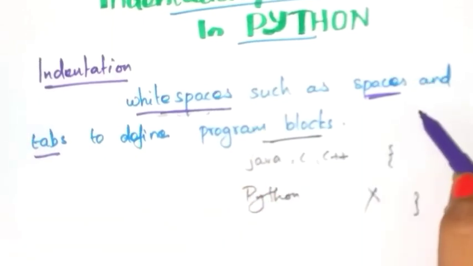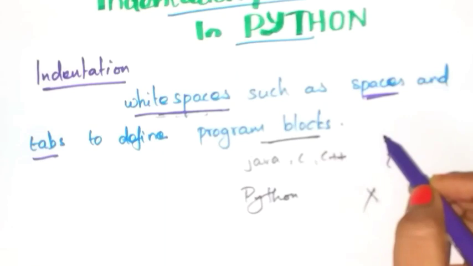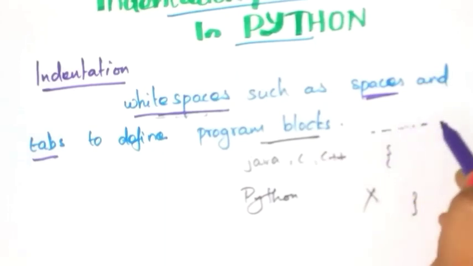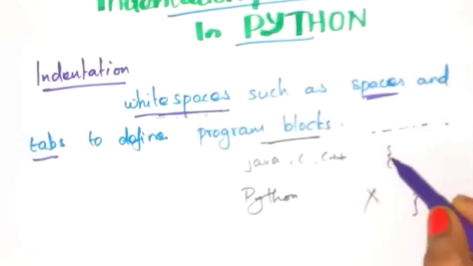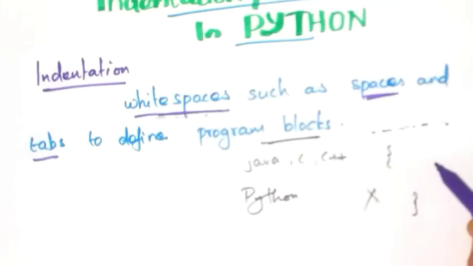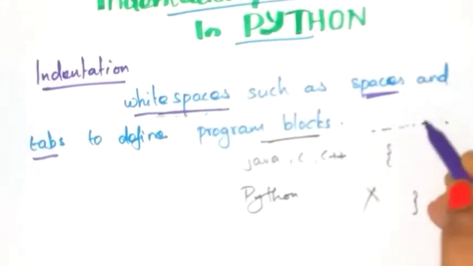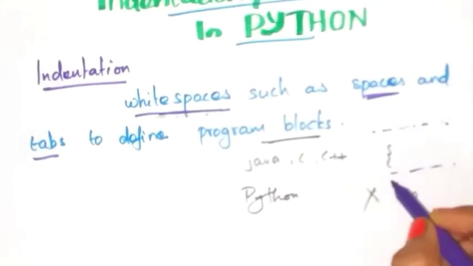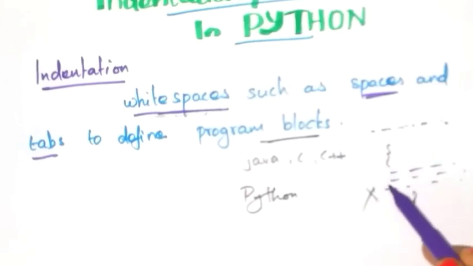For example, in a C program, we are going to create a function. This is the function. Within the function, you have to write a block of code, that means a block of statements. Here you write the block of statements. You have to write these statements within these curly braces.